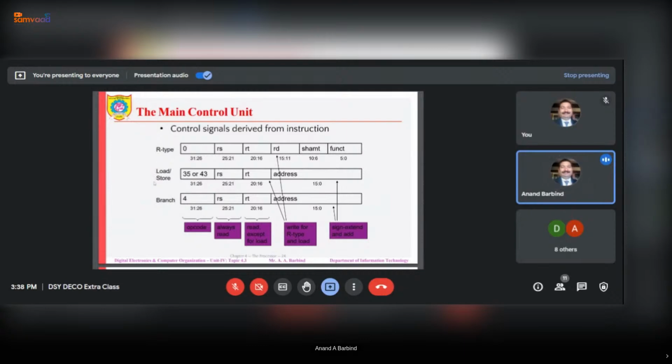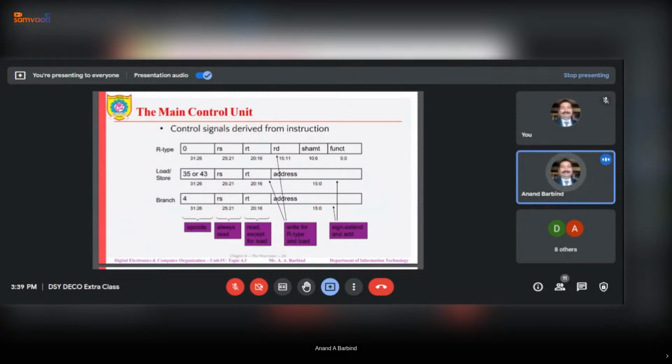So like that, the load or store instruction makes use of the arithmetic and logic unit to calculate the address of the memory by adding the base address to the offset. Then the RT register is used as the register, either the source register or destination register. In the load instruction, it is used as the destination register. The contents of memory will be read and stored into the specified RT register.